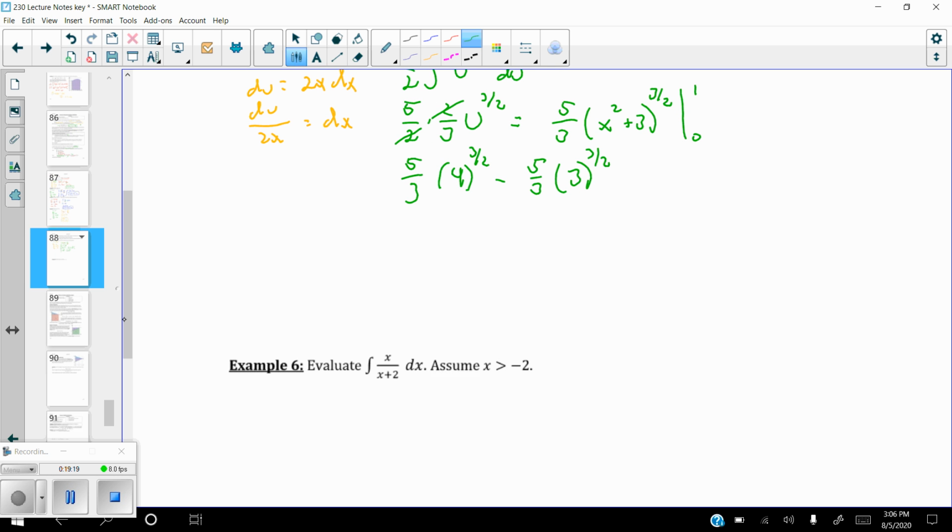So 4 to the 3/2 power actually works out to be a nice number, because really that's saying I'm going to take the square root of 4, which is 2, and then I'm going to cube it, so that's 8. So I'm going to get 8 times 5/3, which is 40/3.